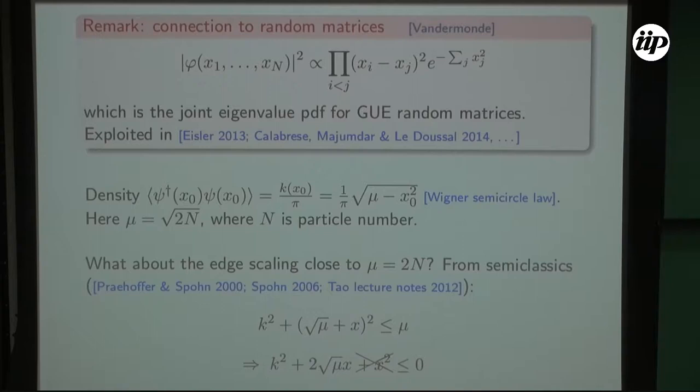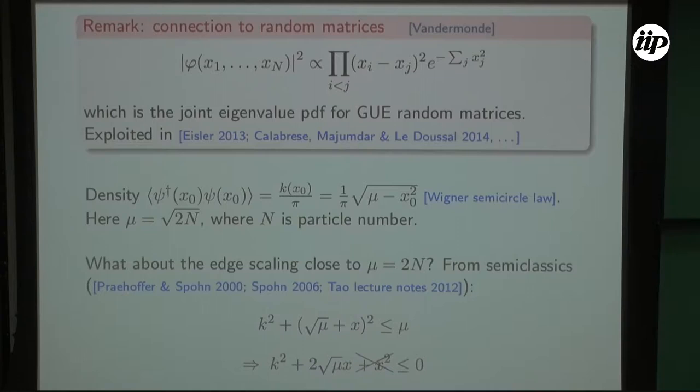I think this was probably known from very long ago, but I think the first that said it explicitly was Victor, and then this connection has been used in several other papers later. In that case, the density profile is very simple. If I have n particles, all the particles are confined in some finite region this time, and the density is given by the Wigner semicircle rule. So it's just this root. If you want, this is x and this is the square root of mu, where mu is the chemical potential, and it's given by this simple formula. And mu is related to the particle number.